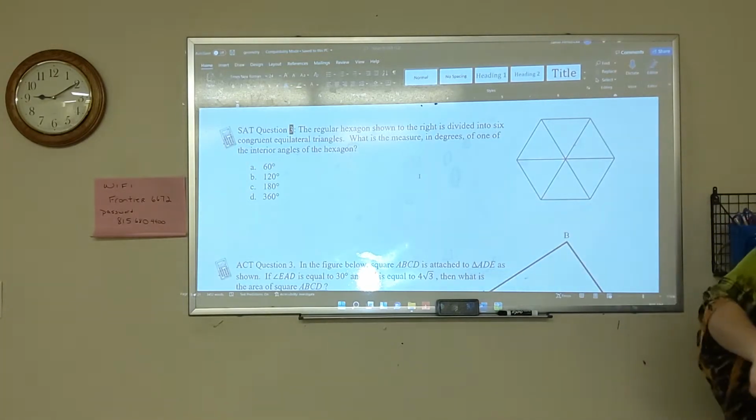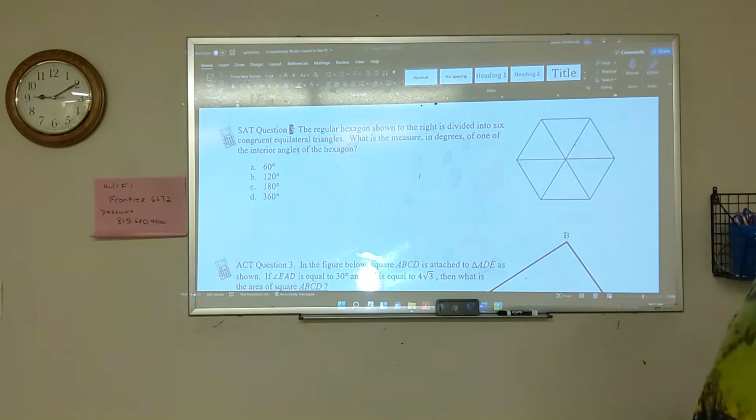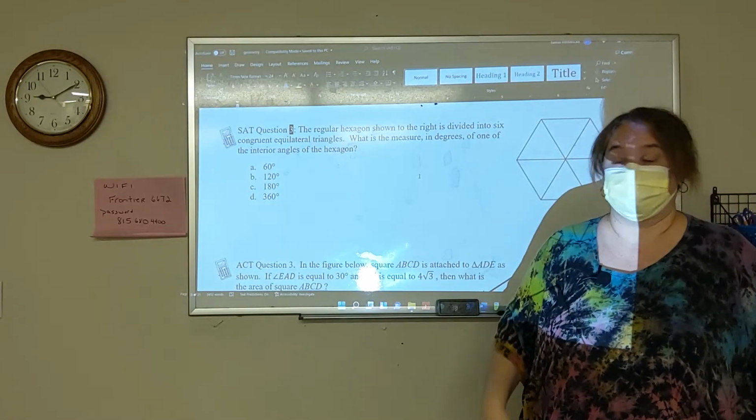Okay, anyway, let's do geo. We are on the top of page 15. So we've got a lot to get through. We have to get through a trig packet, and we have a review game to do.